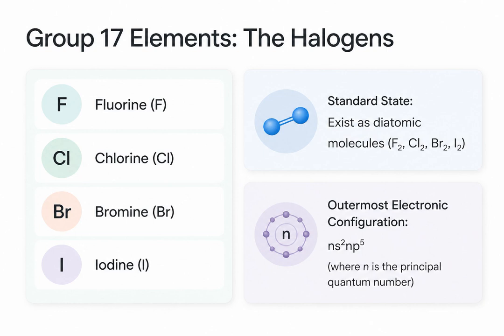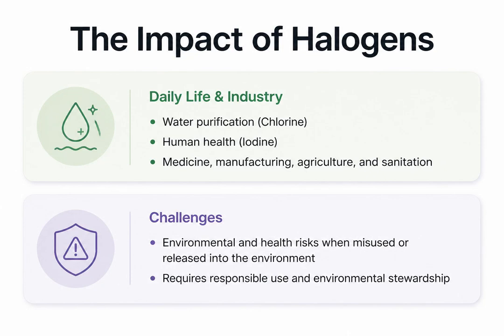chemical behaviors. Halogens are indispensable to modern civilization. From the chlorine that purifies our drinking water to the iodine that is essential for human thyroid health, these elements are everywhere. However, the exact same chemical power that makes them so useful in manufacturing and medicine can also create severe environmental and health challenges if they are not managed responsibly.